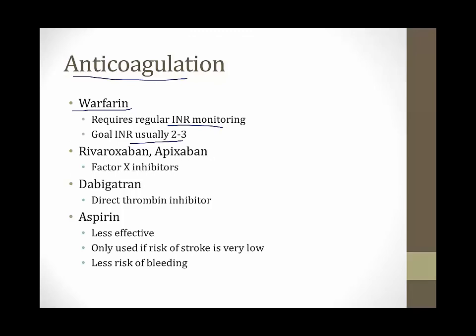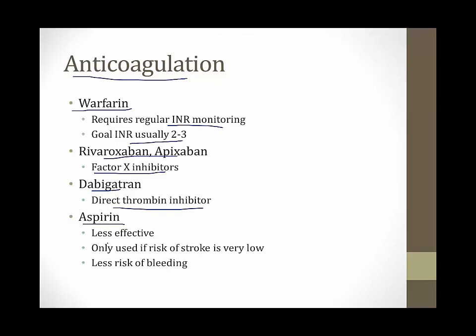There are several newer anticoagulants that are now options to warfarin. First are the factor X inhibitors. These are rivaroxaban and apixaban. There is also a direct thrombin inhibitor, dabigatran, which can be used. And then finally, aspirin can potentially be used in atrial fibrillation to lower the risk of stroke.